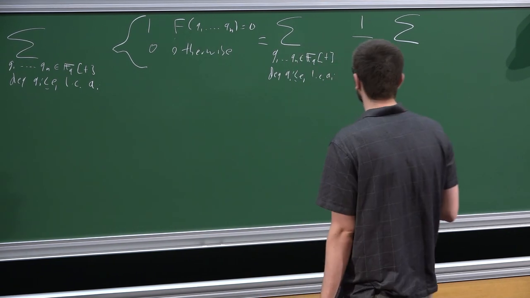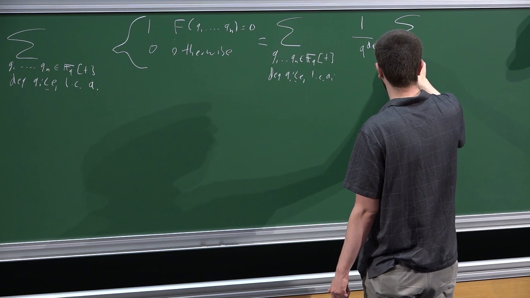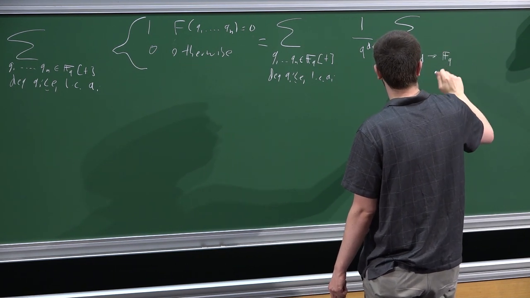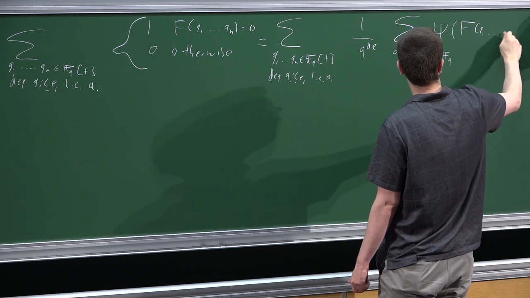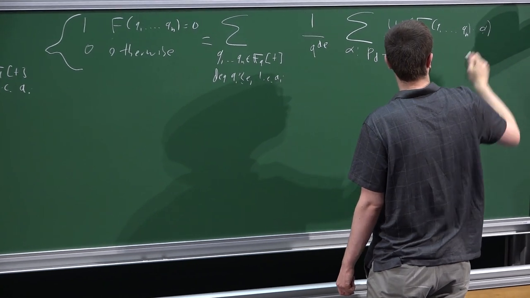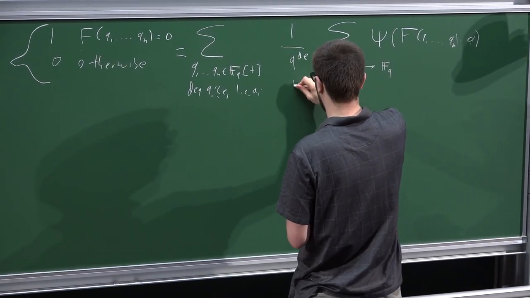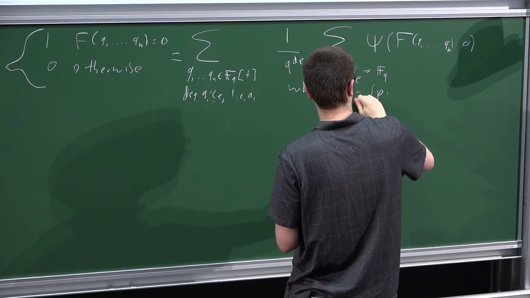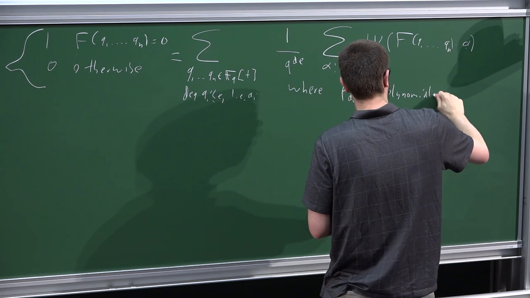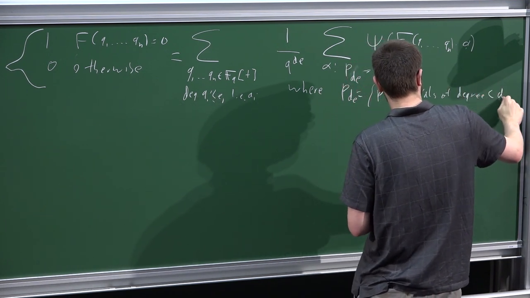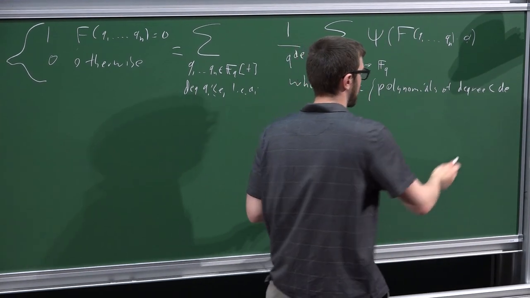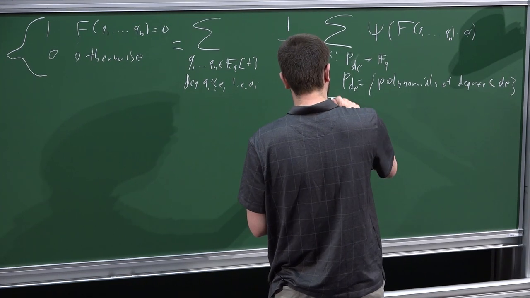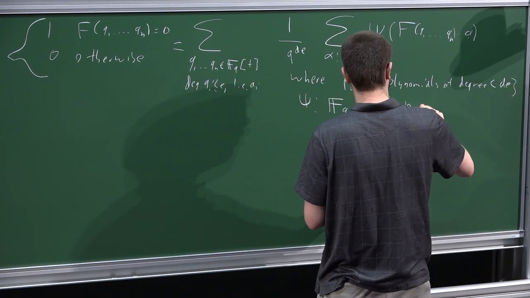I'm going to parameterize the dual group using linear maps alpha, where P_{de} is the space of polynomials of degree less than d times e. So this is just a vector space over F_q, and I'm considering linear maps from that vector space to the base field, and psi is a non-trivial character of the additive group of F_q, a non-trivial homomorphism.